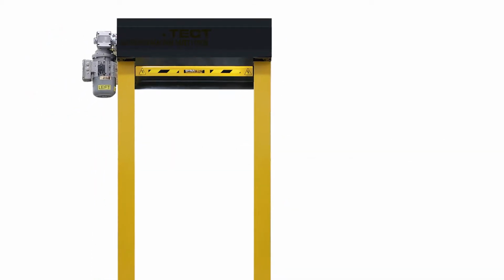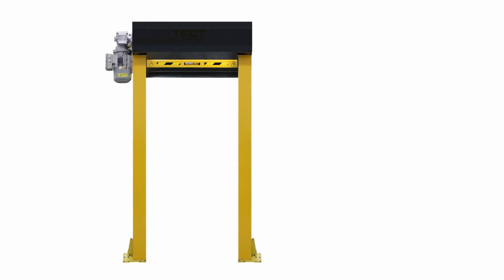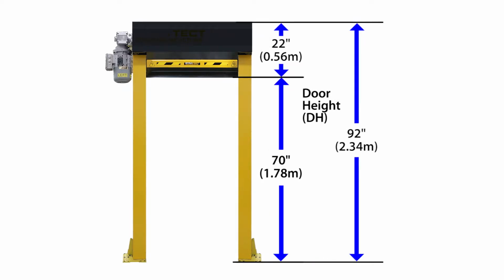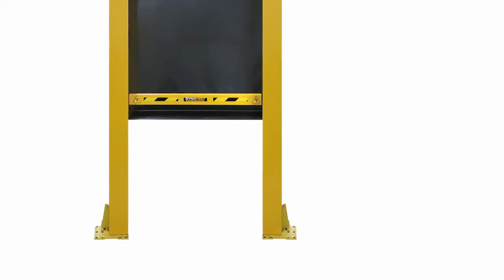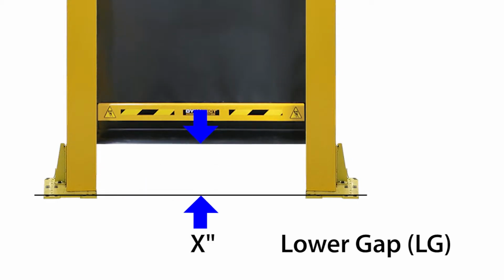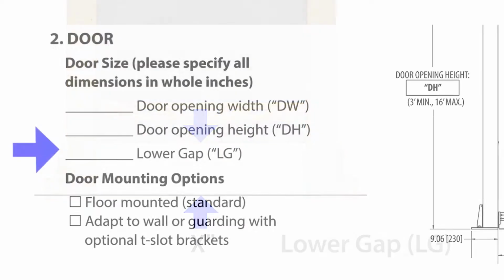Likewise, with door opening height, if your desired door opening height is 70 inches, you must add 22 inches to accommodate the height of the header assembly. The actual height of the complete unit is 92 inches. The standard lower gap, LG, under the curtain is none, or 0 inches. Therefore, if you require a gap, be sure to specify that here.